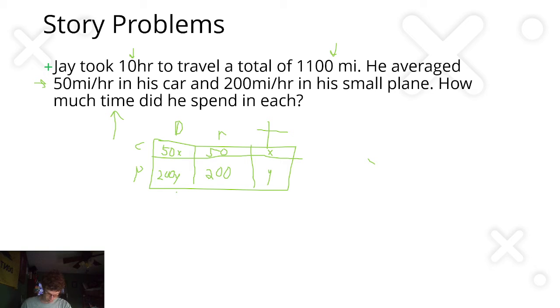We are trying to find how the car and the plane put together made a total of 1,100 miles. So our first equation will be 50x plus 200y equals 1,100.